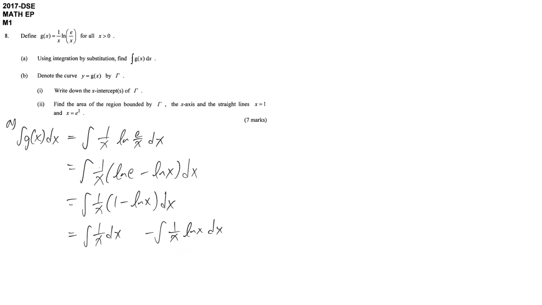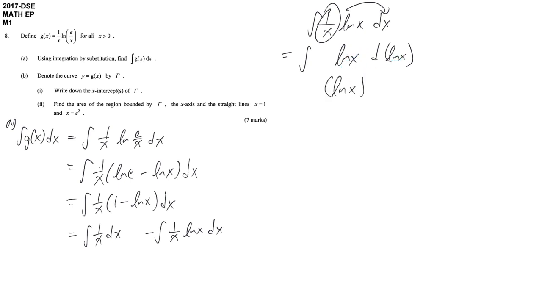If we focus on this part, 1 over x times natural log x, it just means that we put the 1 over x inside the differential, and then it gives natural log x, which is the same as what is here. That's why we can integrate it in this format. It becomes natural log x, whole thing squared, divided by 2, plus c.